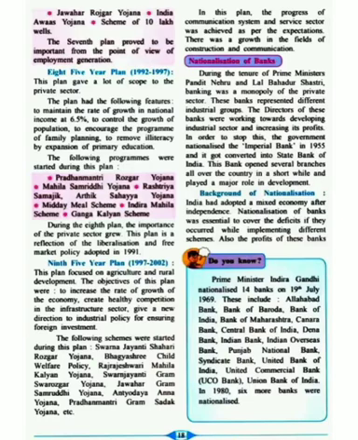During the 8th plan, the importance of private sector grew. This plan is a reflection of liberalization and free market policy adopted in 1991. Ninth 5-year plan, I guess the last one. This plan focused on agriculture and rural development. The objective of this plan was to increase the rate of growth of economy, create healthy competition, and the infrastructure structure give a new direction to industrial policy for ensuring foreign investment.